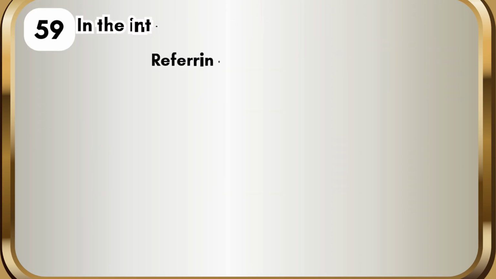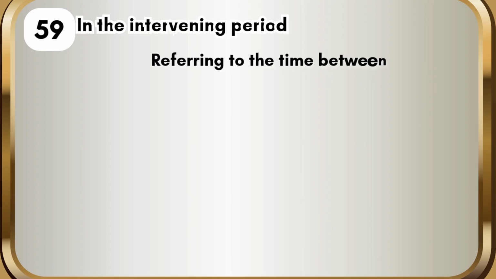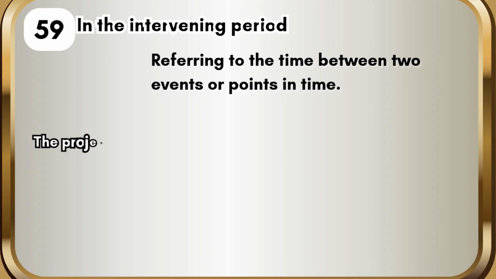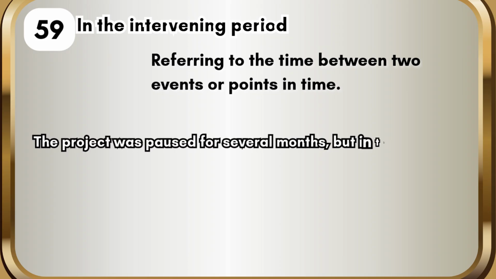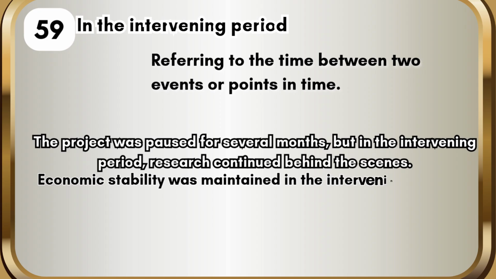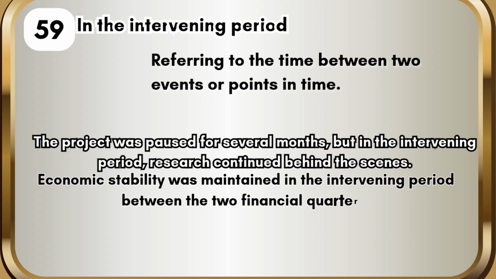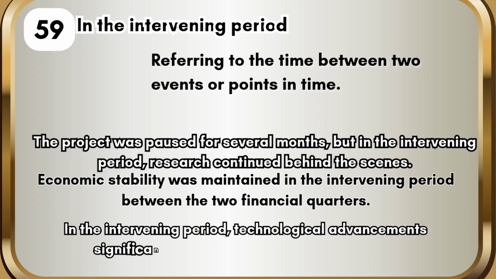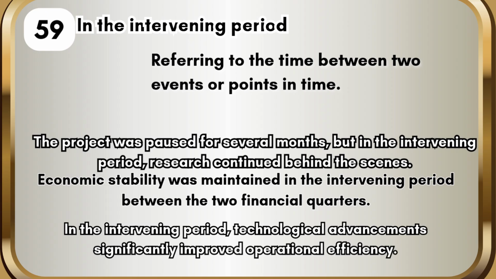In the intervening period. Referring to the time between 2 events or points in time. The project was paused for several months, but in the intervening period, research continued behind the scenes. Economic stability was maintained in the intervening period between the 2 financial quarters. In the intervening period, technological advancements significantly improved operational efficiency.